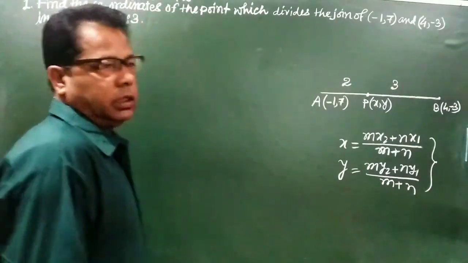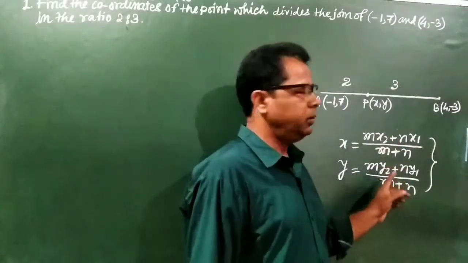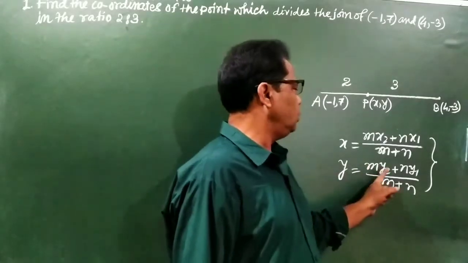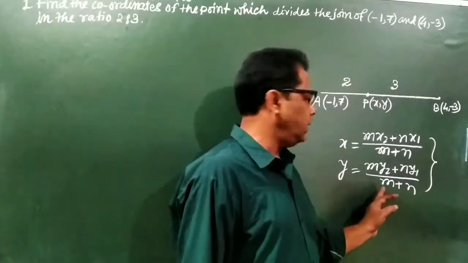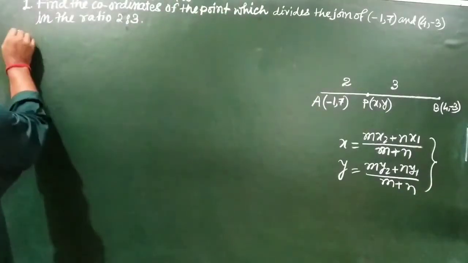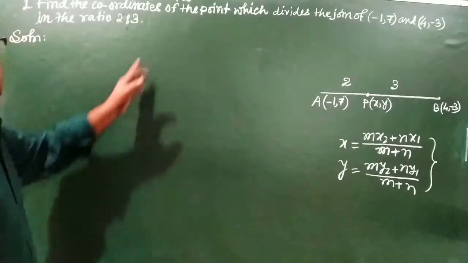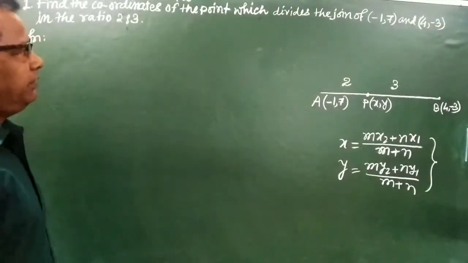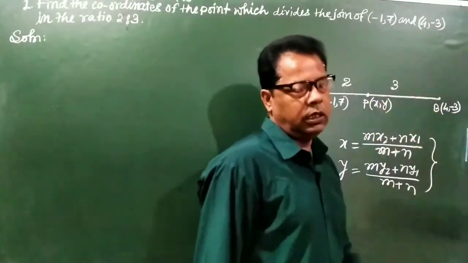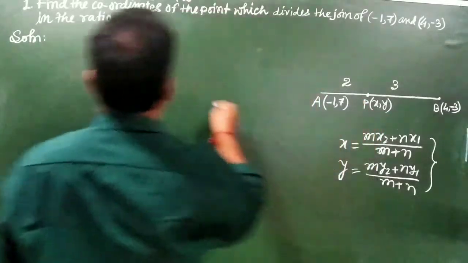So in this case, the section formula is x is equal to mx2 plus nx1 divided by m plus n, and the value for y is my2 plus ny1 divided by m plus n. So let's see question number 1. Here we need to find out the coordinates of that point which divides the join of A and B in the ratio 2:3. So let the point be P whose coordinates are x and y.